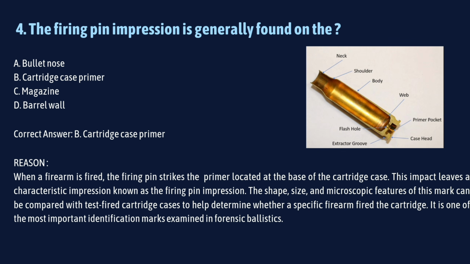Question number 4. The firing pin impression is generally found on the... The correct answer is option B, cartridge case primer. The reason is when a firearm is fired, the firing pin strikes a primer located at the base of the cartridge case. The impact leaves a characteristic impression known as the firing pin impression. The shape, size and microscopic features of this mark can be compared with the test-fired cartridge cases to help determine whether a specific firearm fired the cartridge. It is one of the most important identification marks examined in forensic ballistics.